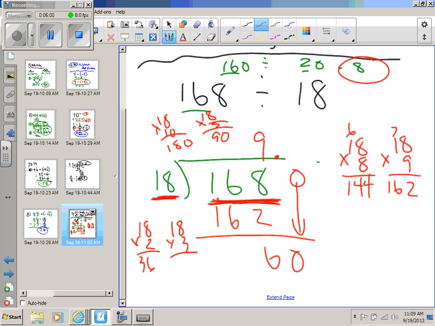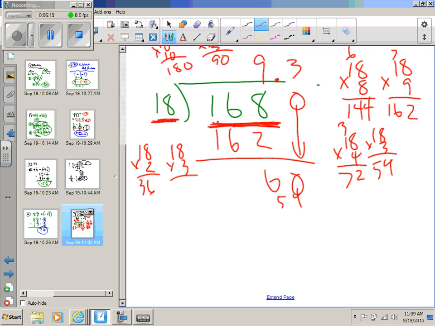18 times 6 is 108. You say 4? 72. Too many. 3? 3 is 54. So we would have 9.3 repeating. Okay?